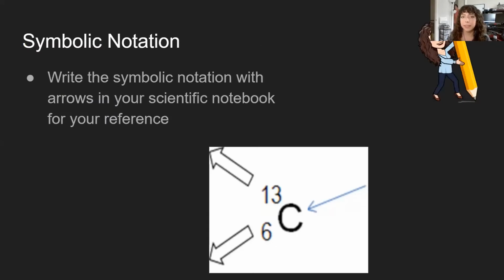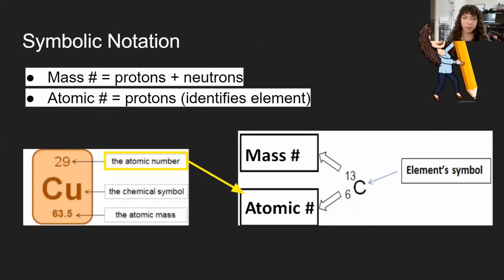Symbolic notation takes that idea a step further. It's the way chemists across the world talk about atoms. Now, the symbolic notation on the right side of your screen is a notation of carbon. The mass number is the top number. The atomic number is the bottom. Mass number is protons plus neutrons, while atomic number is just the protons.